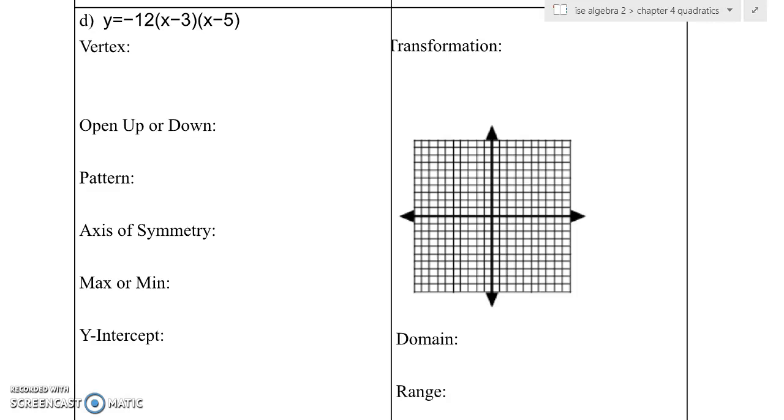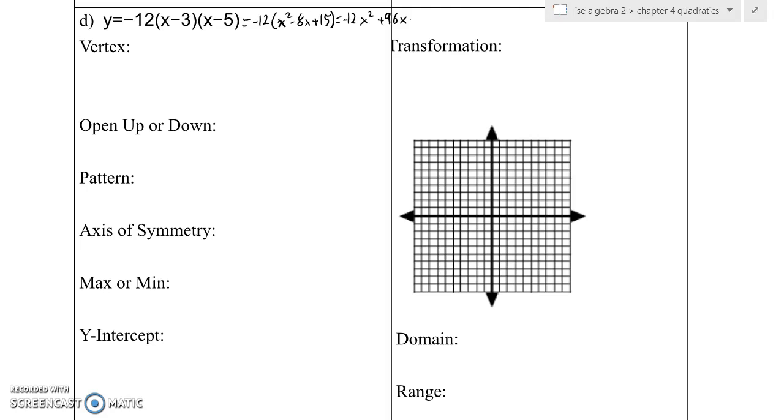Example D. Well, we're about to learn a better way to do this, but for now, we're going to say, oh, that's not in standard form. I guess I can put it in standard form. Multiplying the x minus 3 times the x minus 5, and then distributing the negative 12 into that. 12 times 8 is 96. And then some huge C, let's see.